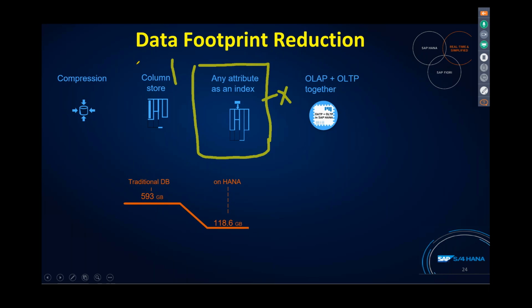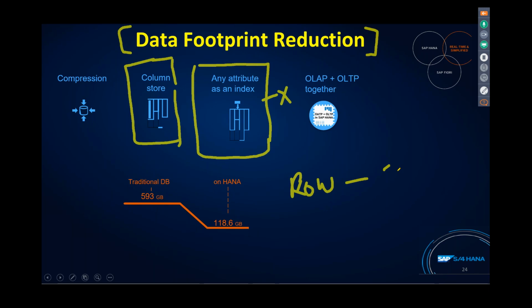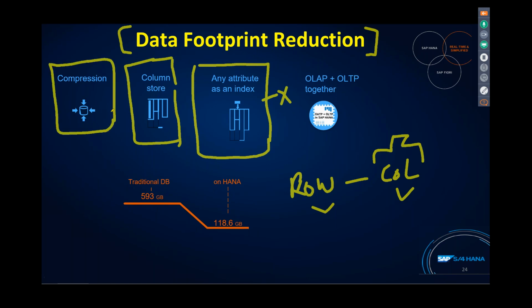Column store is another topic, column and row data structures. After completing the data footprint, we'll see how we are changing from a row data structure to a column data structure, what we mean by row data structure, what we mean by column data structure, and what changes are happening with it. Compression is again one of the HANA capabilities we'll discuss. So we'll start with the data footprint reduction in the next class, and discuss the indexing part in detail.